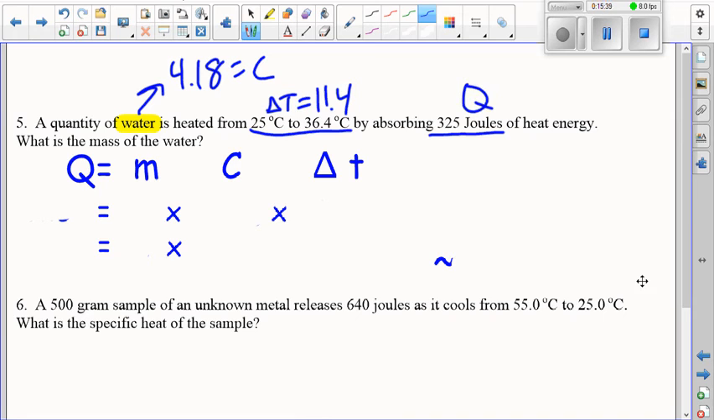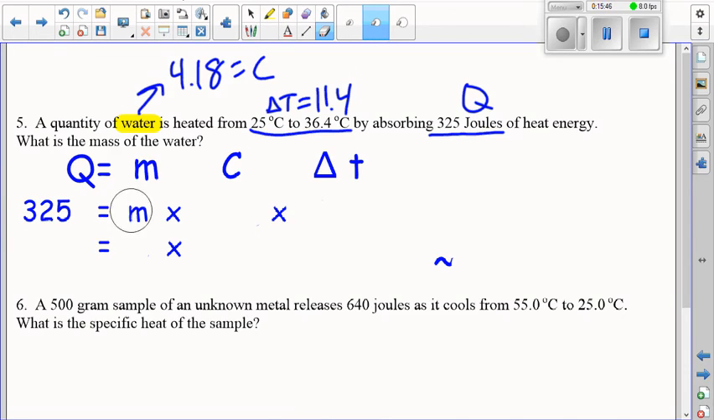So I'm going to plug all these in. My Q is 325. I'll plug it in over here. I don't know what my M is, so I'm just going to rewrite the letter M. So I don't know what that is. That's what it's asking me for. My C is the 4.18. My delta T is the 11.4.